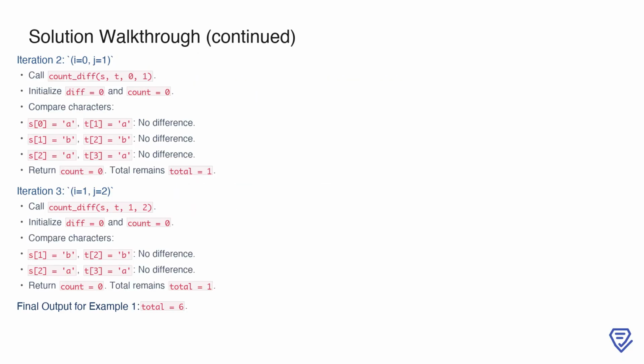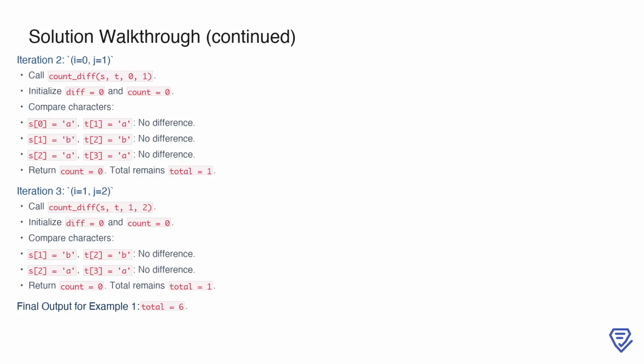Now, moving to the next pair of indices, i equals 0, j equals 1, we again call count_diff to compare the substrings. Here, the first characters, s[0] and t[1], are both a, so there's no difference. Similarly, s[1] and t[2] are both b, and s[2] and t[3] are both a. Since all comparisons show no differences, the function returns 0, and the total remains 1.